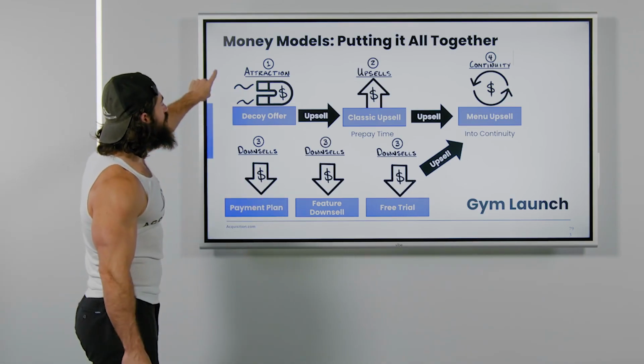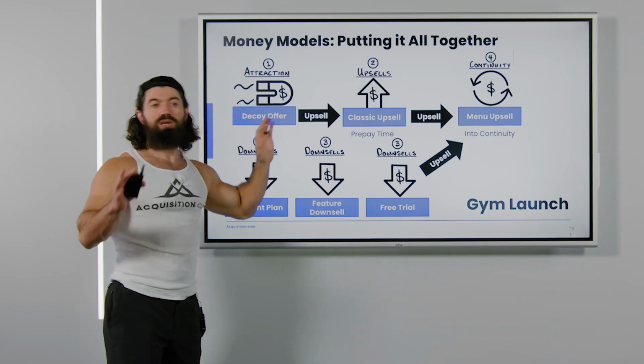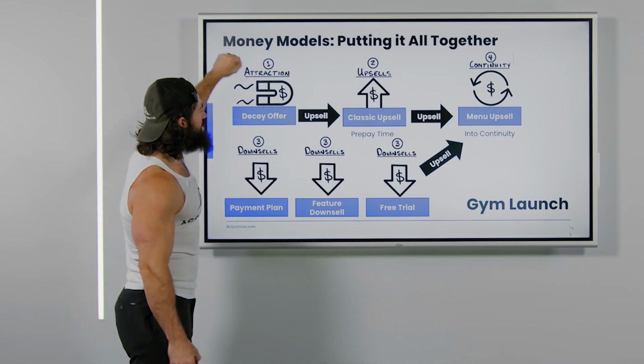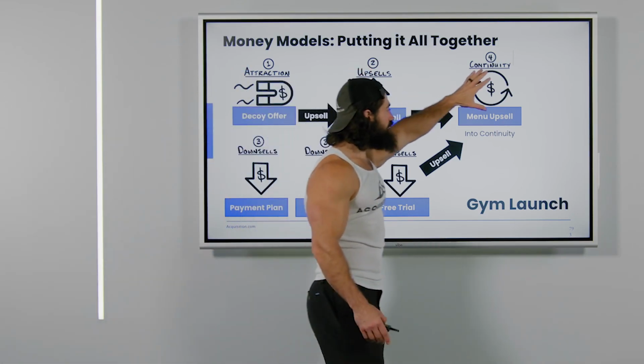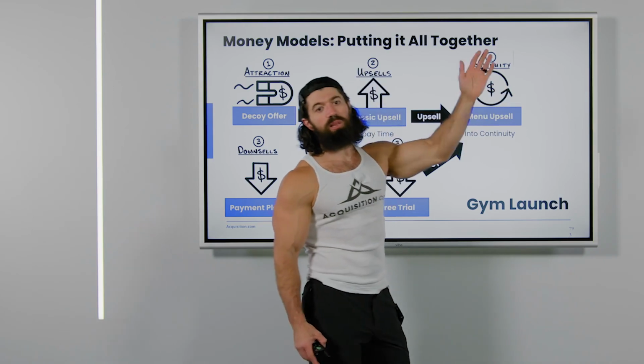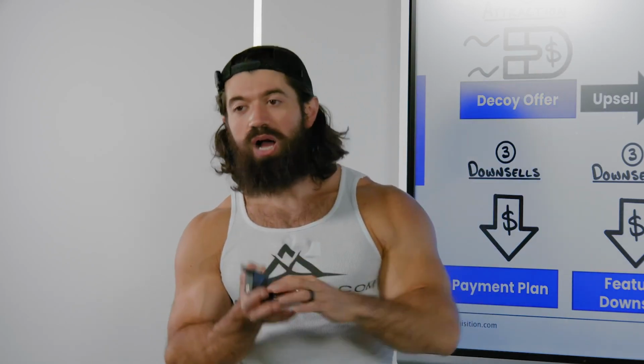All right, so this is Gym Launch's model. We used a decoy offer. That was the strategy call. You could also consider it a free with consumption, depending on how you want to see it. But we had that offer. Then we did a classic upsell. Then we did the menu upsell on the back end into what level of service they wanted for the extended period of time. Did you want these other services that went with Gym Legacy, which was the back end that we had? So some people opted for the highest version.